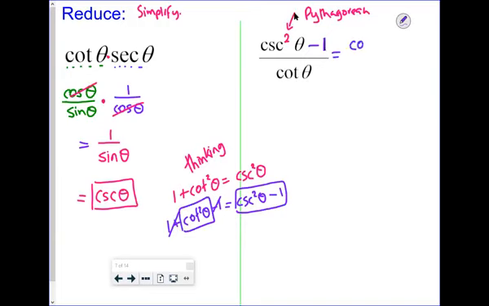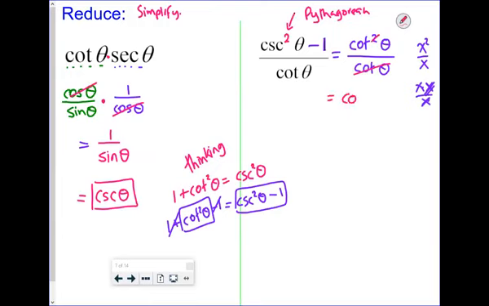Cotangent squared theta. Okay, thinking in your head, if you had x squared divided by x, you've got x times x divided by x, what does it equal? Just x. This factor on the denominator cancels one of those on the numerator. Left with the cotangent of theta. And that's as simple as you get.